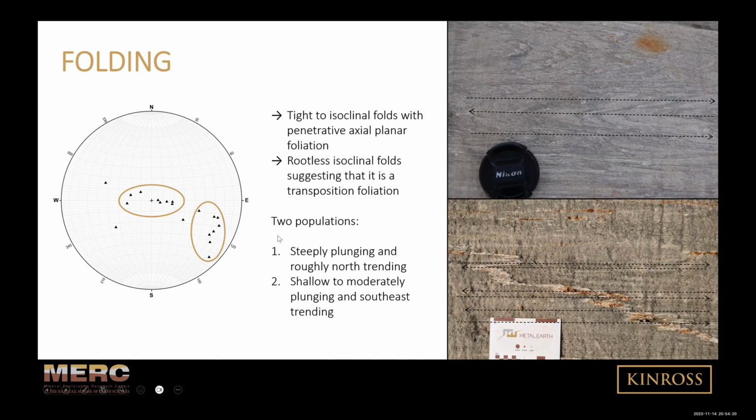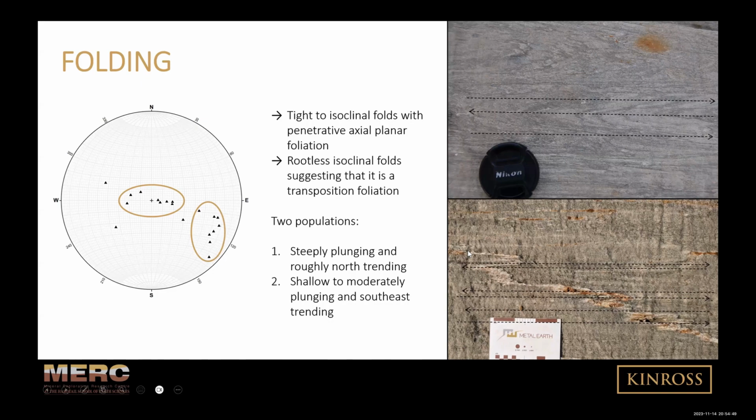There are two populations of our fold axes. One is steeply plunging and roughly north trending, and this is what we're seeing across the property. But specifically within the southeastern portion of the LP fault zone, we're seeing these shallow to moderately plunging southeast trending fold axes, which are associated with these isoclinal folds.